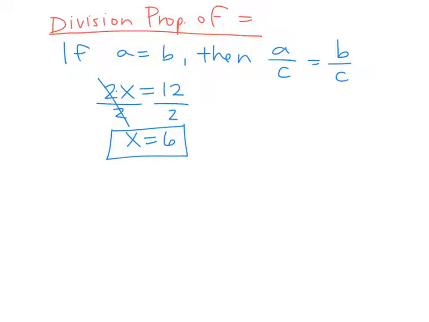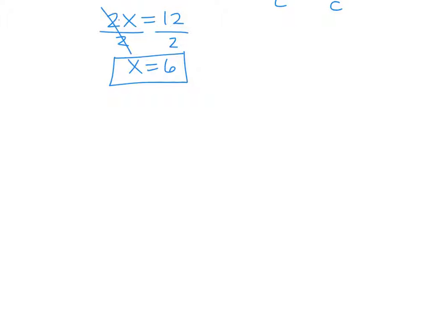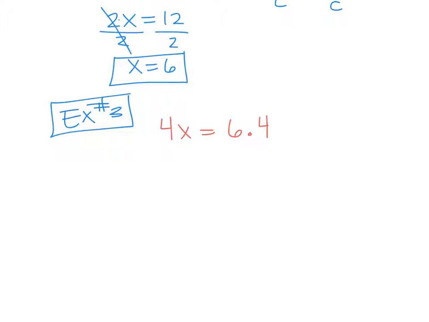Okay, so we're going to do a few with multiplication and division right now. So this is example 3. Let's say I give you the problem 4x equals 6.4. Okay? Right now, what's happening between the 4 and the x? What operation? Multiplication, okay? You always do the opposite. So what's the opposite of multiplication? Division. So we would divide by what? By 4. You want to cancel it out.